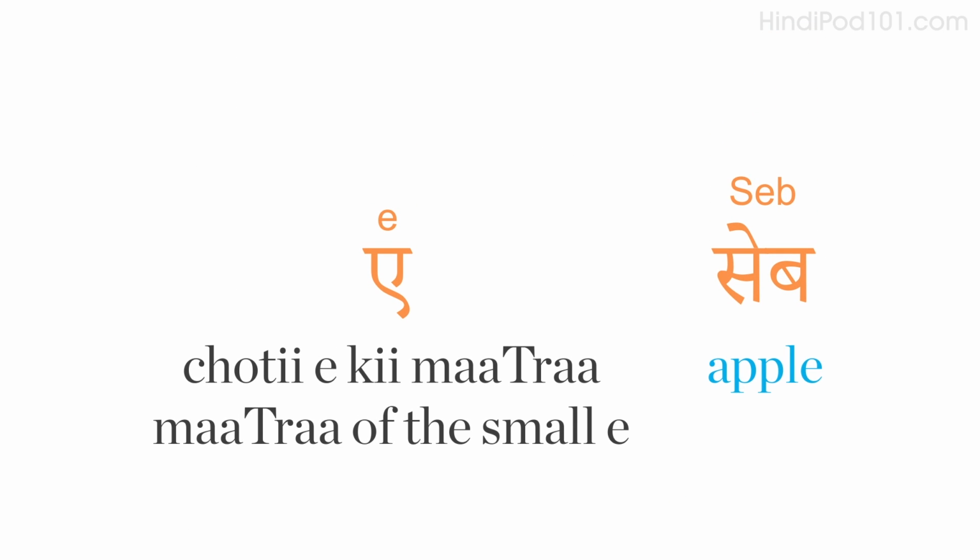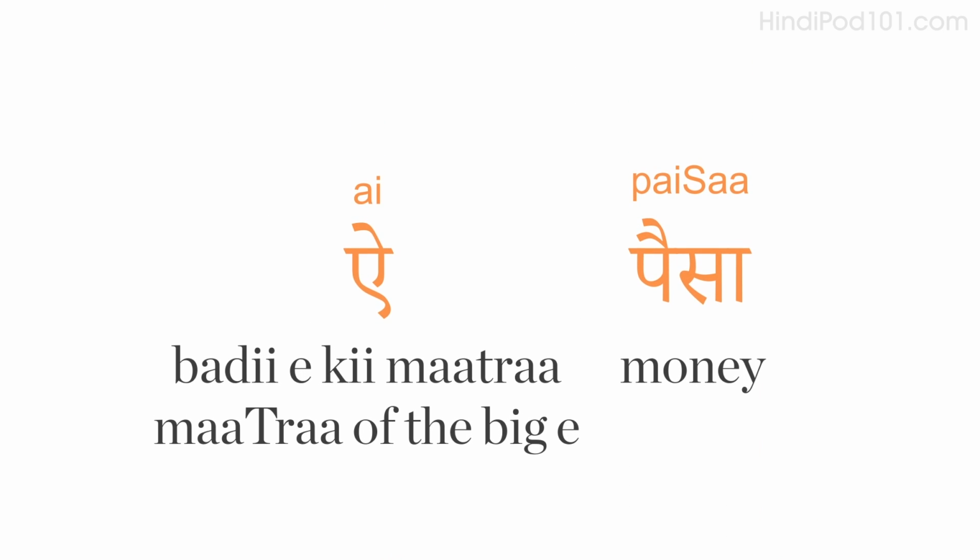Now let's take apple, seb. The matra above the letter S is called the choti a ki matra, or matra of the small a. This matra changes S to se. Let's now take the word for money. Money, paisa. The matra above the letter P is called the badi a ki matra, or matra of the big a. This changes P to pa.